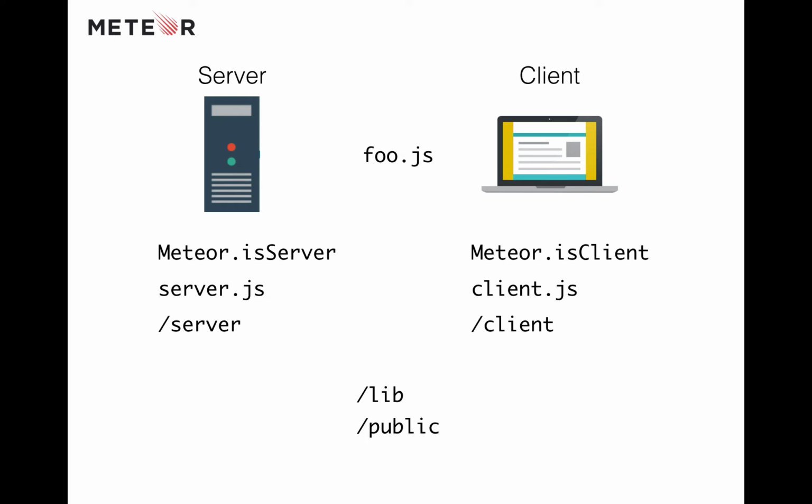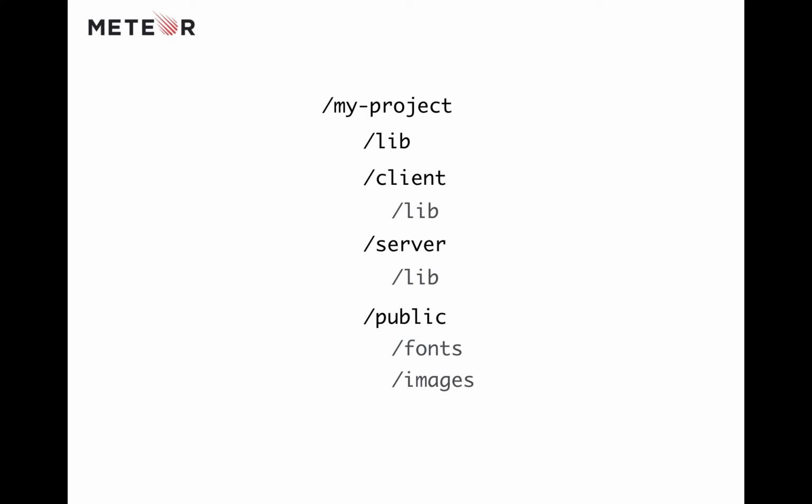And I just want to look quickly over how to structure projects. Generally, the simplest way to structure it would be to have a lib directory for shared code, and everything in there will get loaded first. A client directory for client-only code with a lib directory inside of there for stuff that needs to get loaded first on the client. A server directory for server-only code, and same with a lib directory in there for code that needs to be loaded first on the server.